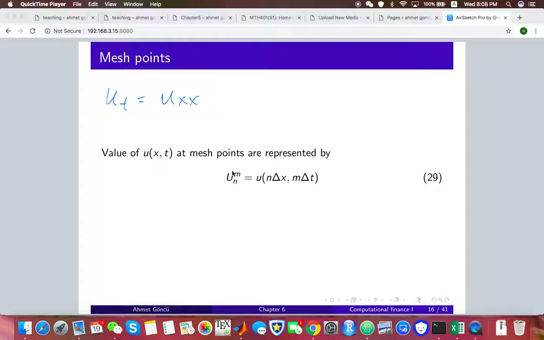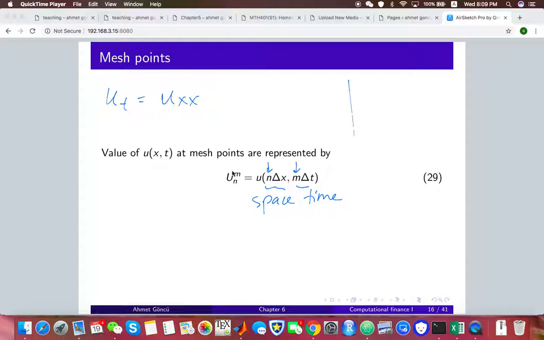So basically, we will discretize our space domain using delta x. So we have these space steps represented with index n, okay? And for the time, so this is space. For the time points, we are using delta t, and we have this index m.